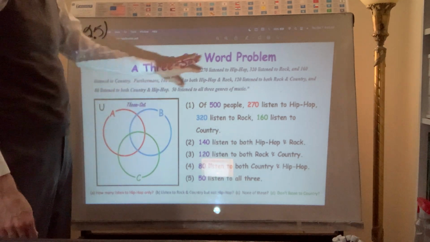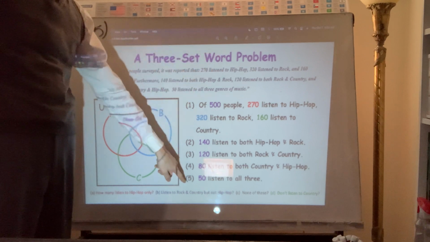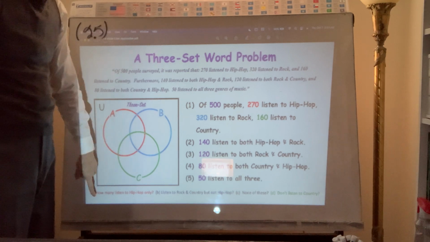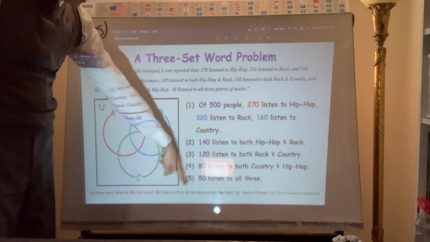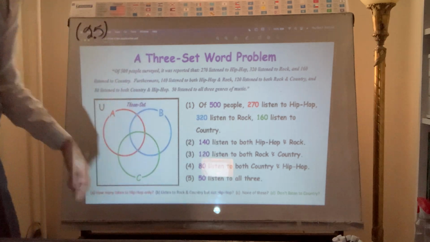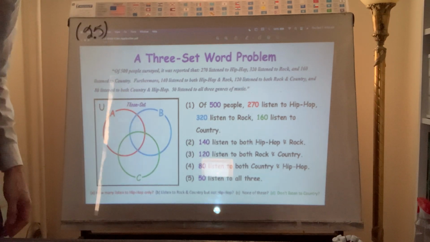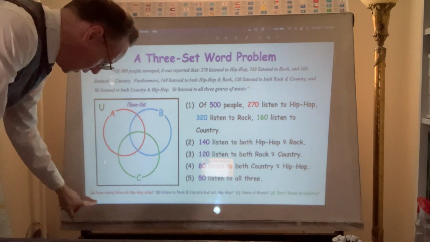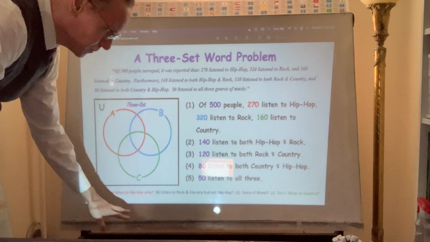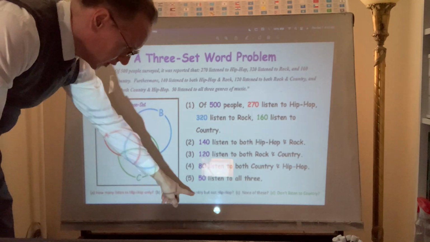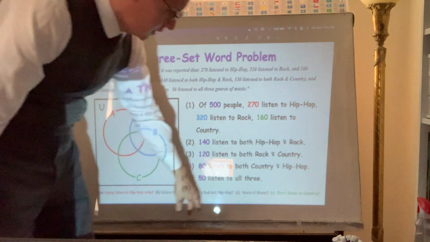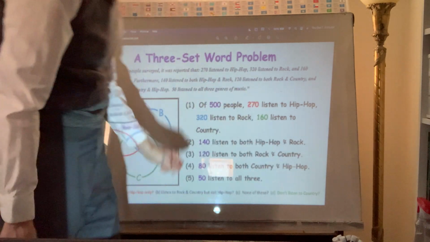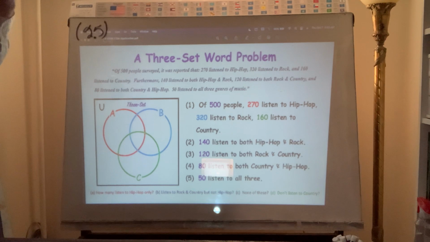Taking the information from here, I itemized it more or less here. And what you're asked to do is answer these parts A, B, and C, which are very tiny and you probably can't see with the projection. Let me just read them to you. How many listen to hip hop only? How many listen to rock and country but not hip hop? How many listen to none of these? And how many don't listen to country? Those would be the questions that you actually have to answer.